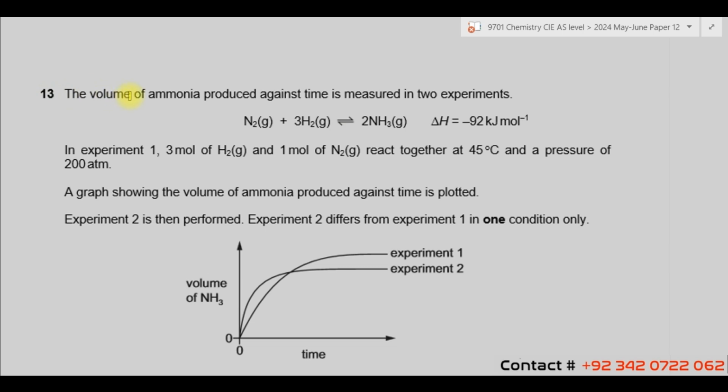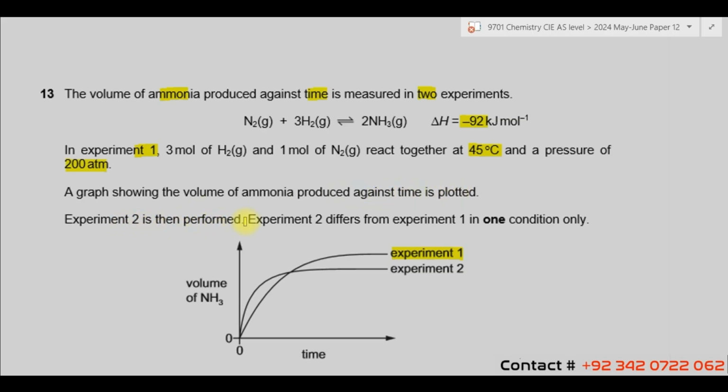Question 13. The volume of ammonia produced against time is measured in two experiments. Nitrogen and hydrogen form ammonia. Enthalpy change is -92. In experiment 1, 3 moles of hydrogen and 1 mole of nitrogen react together at 45 degrees Celsius and a pressure of 200 atmosphere. This is experiment 1. A graph showing the volume of ammonia produced against time is plotted.